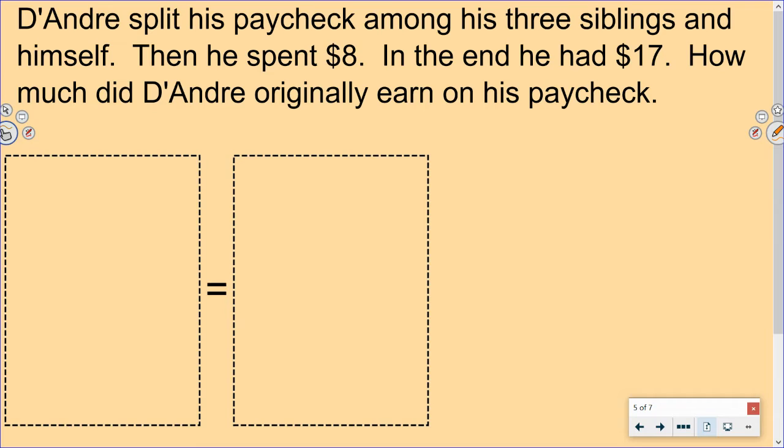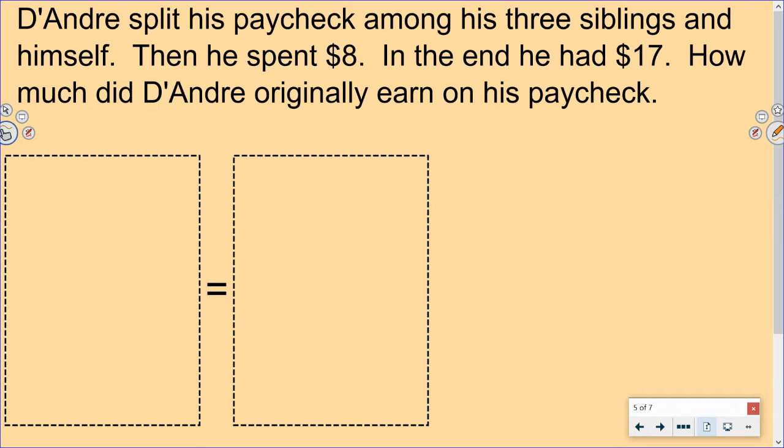So DeAndre got some money. He split it up among him and his brothers and sisters, right? So he's only got part of the paycheck left. Then he loses even more because he spends some more. In the end, he's got a bunch of money. How much did he originally have?